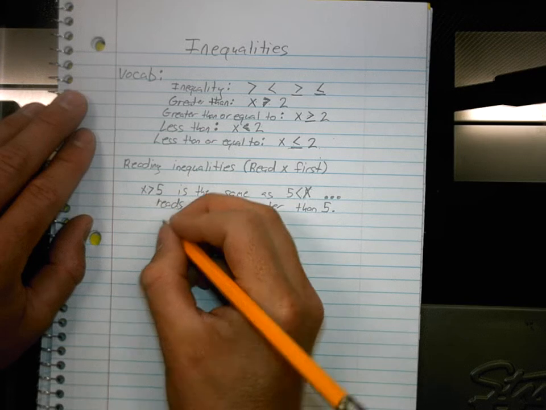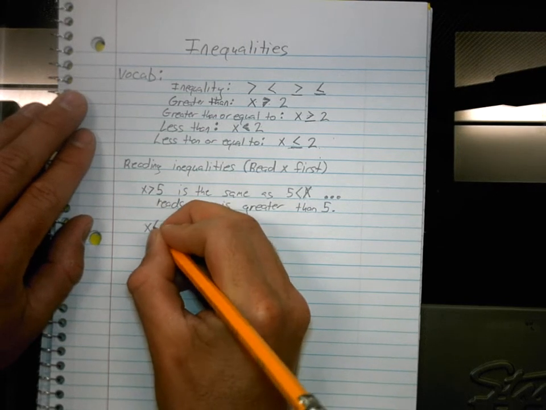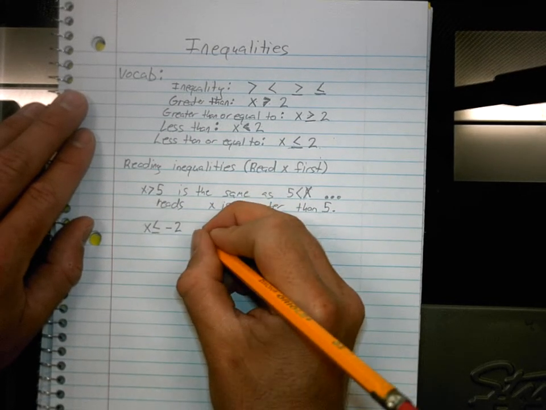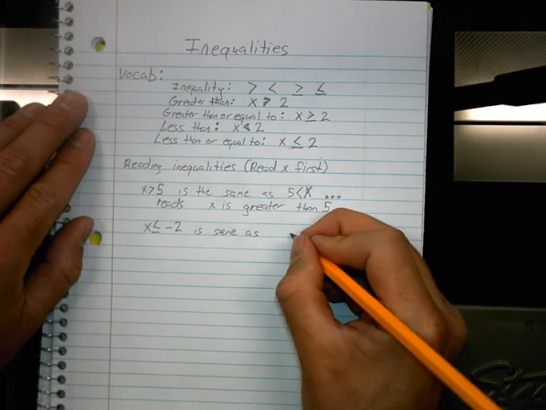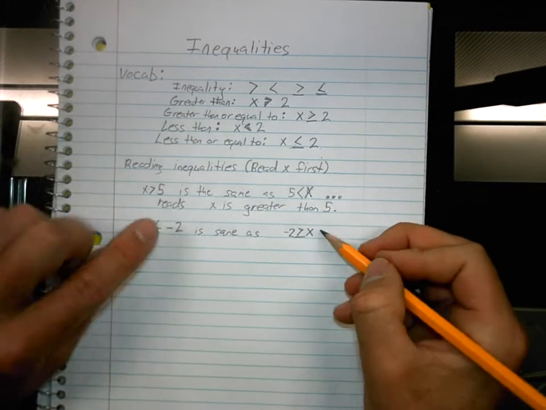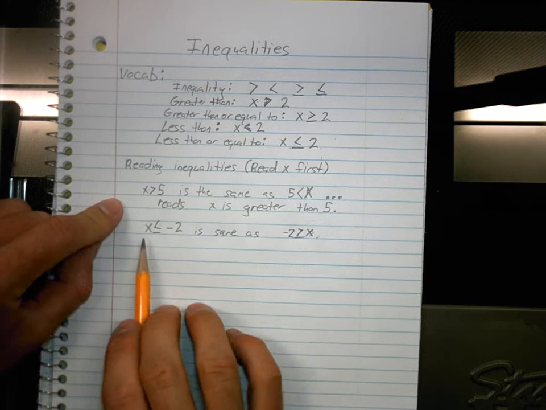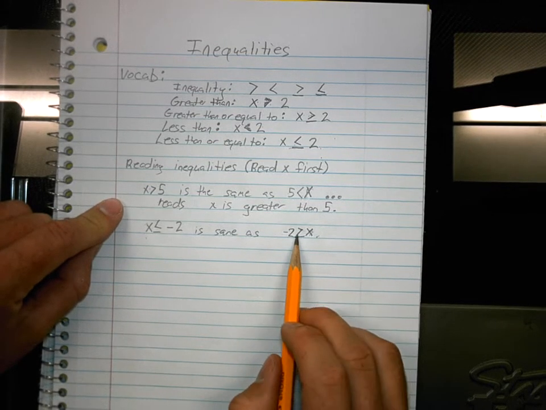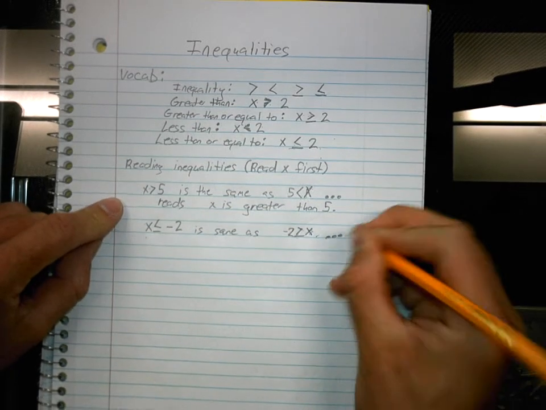So next example, x is less than or equal to negative 2 is the same as negative 2 is greater than or equal to x. So these two mean the same. We want to read x first. So if you look over here, x is less than or equal to negative 2. So we're going to write that out.